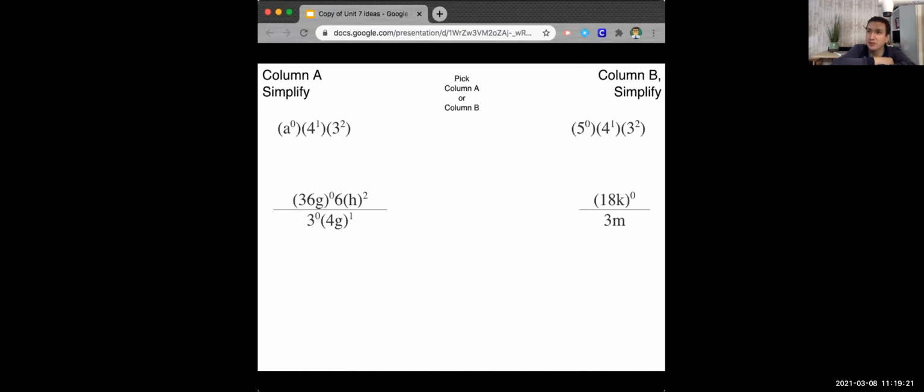My advice to you is just take it one step at a time. There's a lot of bases now and a lot of exponents, so a lot of powers. So just do one power at a time, and then deal with whatever you get as you start to simplify.